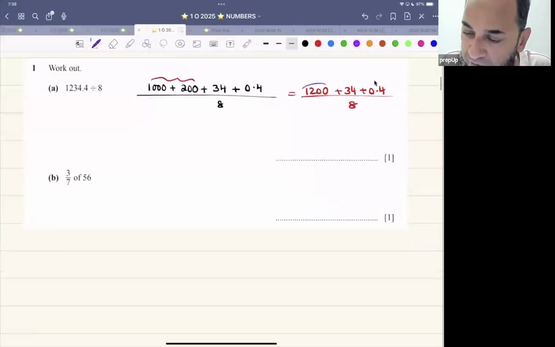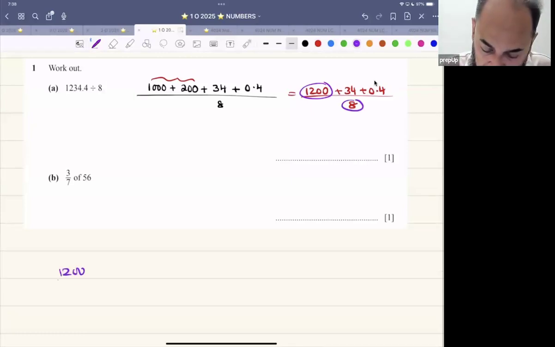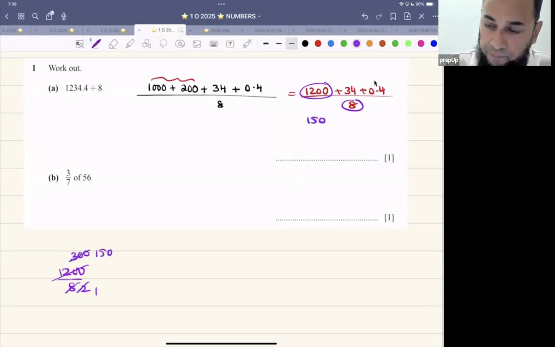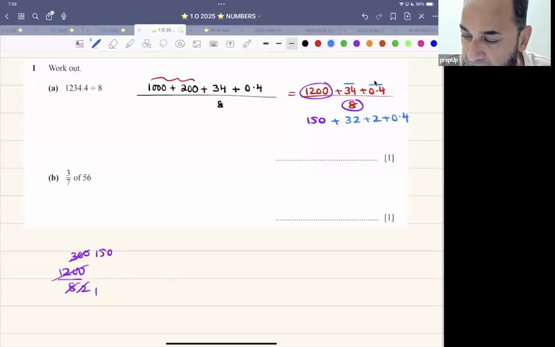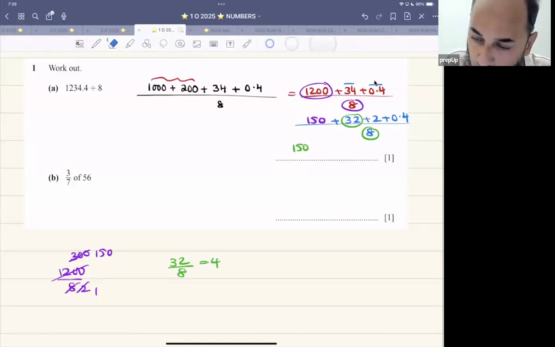So if I divide 1200 by 8, how much is that? That is 4 into 300 divided by 4 into 2, and that comes out to be 150. So this part is 150. If I take 34 and 0.4, can I write this as 32 plus 2 plus 0.4 divided by 8? Yes, I can. So 32 over 8, that is 4.